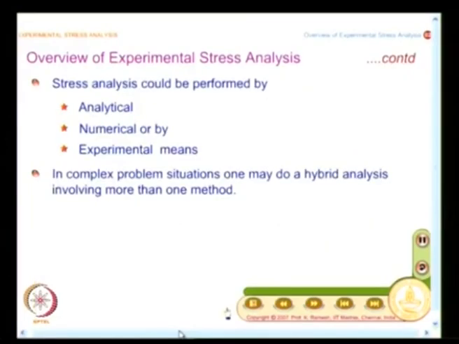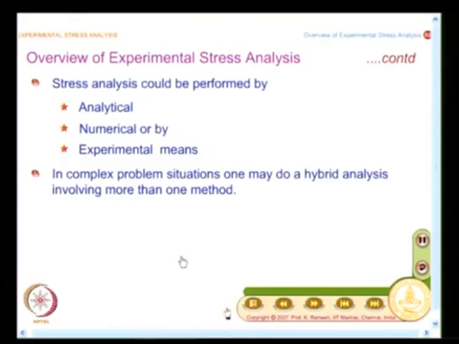it for your design. And to do the stress analysis, we have also seen that you could do it by analytical methods, numerical methods or by experimental means. And in complex problem situations, we may want to use more than one technique, so that we get the problem on hand solved satisfactorily. And if you get into analytical methods, what we find is you get a conceptual understanding on the nature of stress fields.